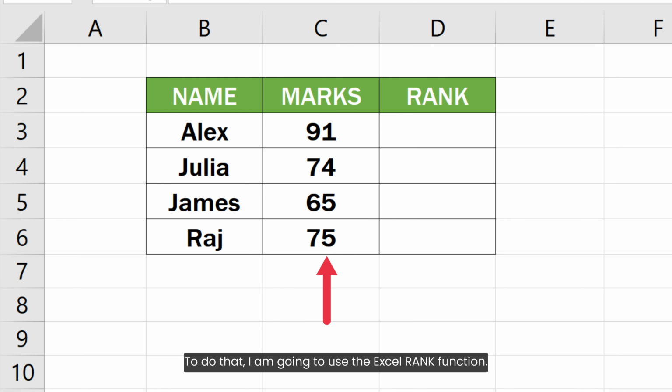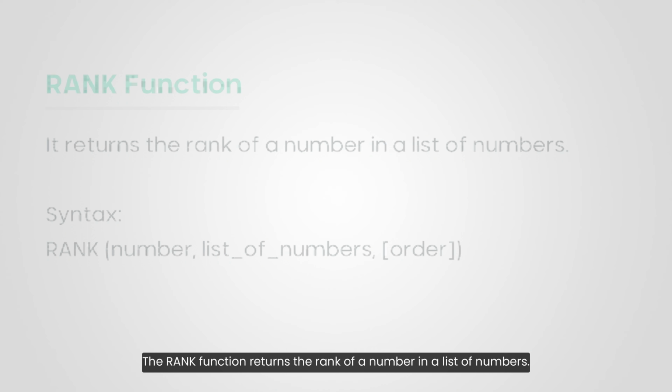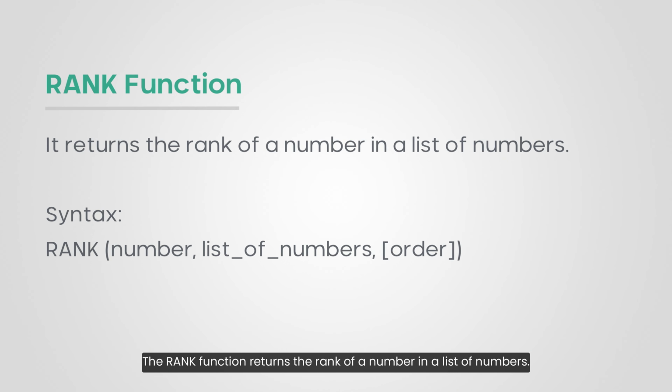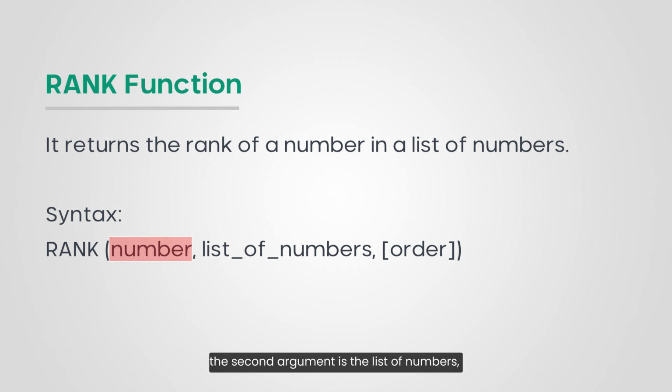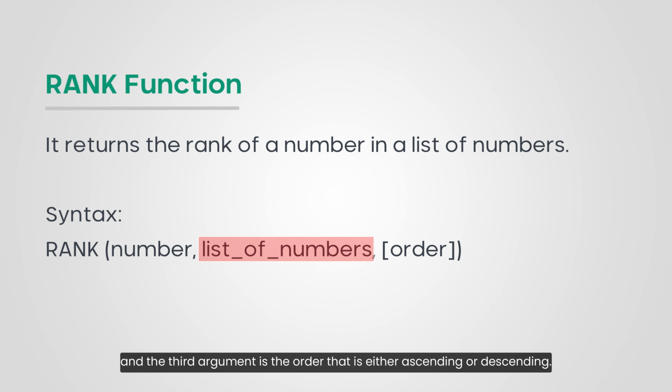To do that, I am going to use the Excel rank function. The rank function returns the rank of a number in a list of numbers. It has 3 arguments. The first is the number whose rank we want to find. The second argument is the list of numbers. And the third argument is the order that is either ascending or descending.